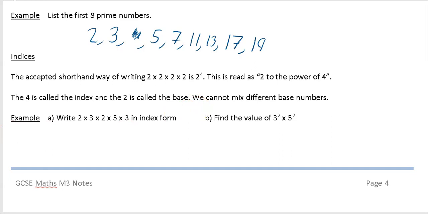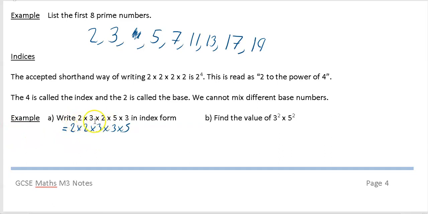We're going to look at these ones here, and it says 2 times 3 times 2 times 5 times 3 in index form. So what I would do if I was doing this one, first thing I would do is I would rewrite the thing, making it a little bit different. It looks a bit different, but it's the same. So all I've done, I've changed the order of the numbers here.